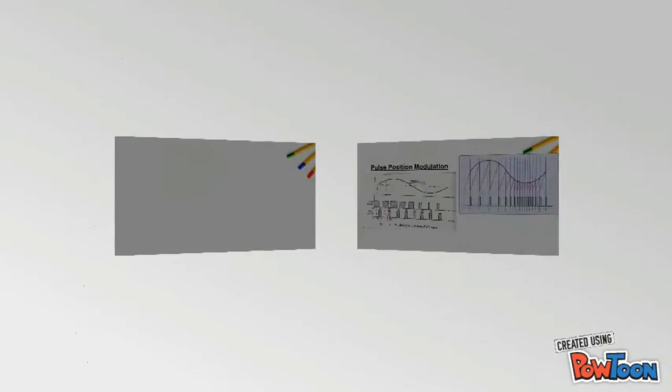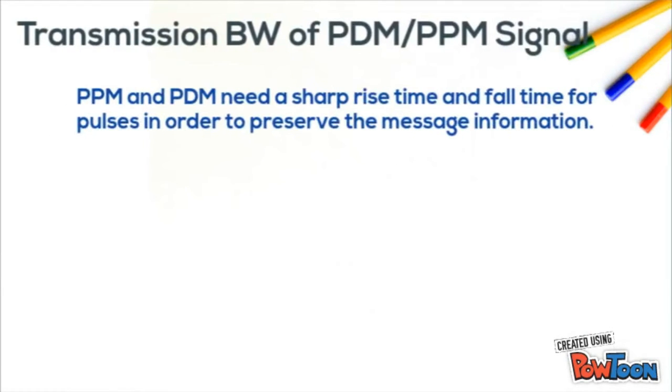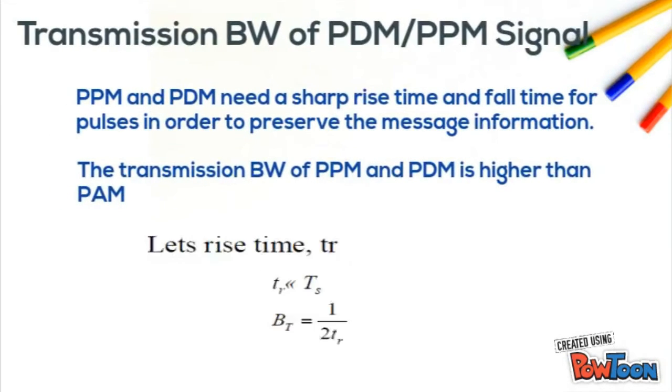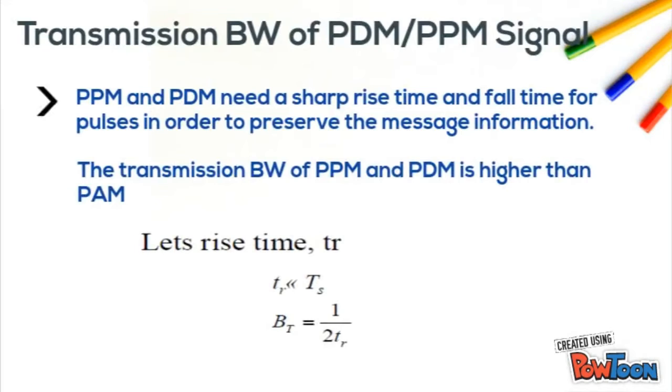About the transmission bandwidth of the PDM and PPM signals. PPM and PDM need a rise time and a fall time for the pulse in order to perceive the message information. The transmission bandwidth of PPM and PDM is higher than PAM. Let the rise time equal the sampling time. The bandwidth is equal to 1 over 2 times the rise time.